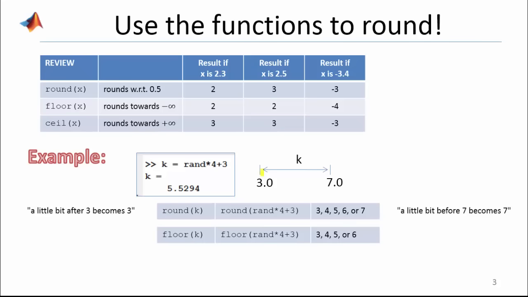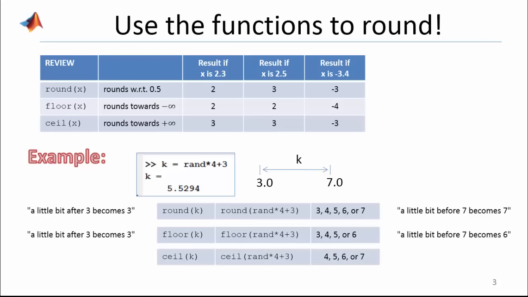If I had done floor instead, well, a little bit after 3, right before 3, well, that becomes a 3. And same thing, a little bit right before 7 becomes a 6. So notice how the 7 is no longer included in that one. Ceil does the opposite. It basically does not include your lower limit because you're going up with the ceil. You're going upwards, so the lower limit, poof, goes out the door. But you can do the same mentality of thought process to come up with that too.